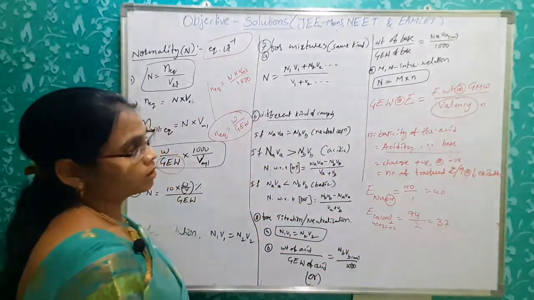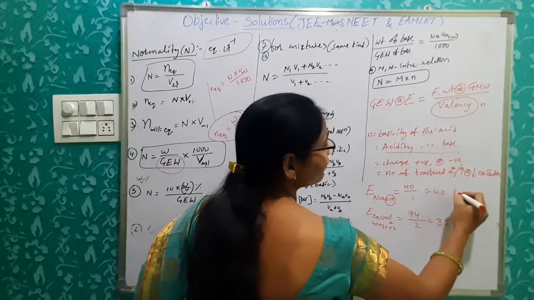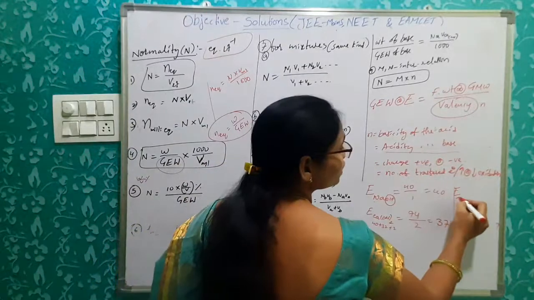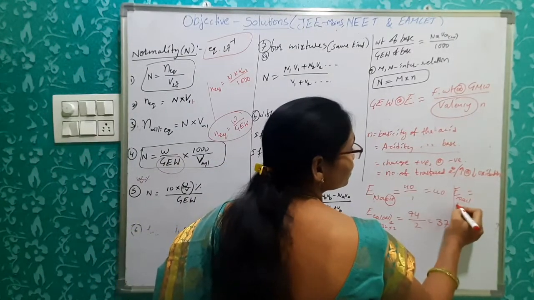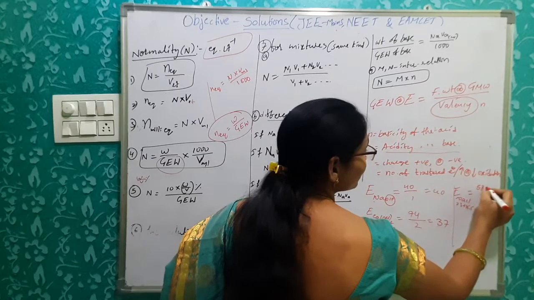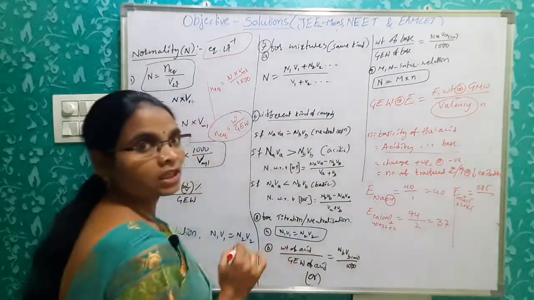Now suppose you take any salt. Equivalent weight of any salt is equal to the formula weight of that salt by the charge on the cation or charge on the anion. Suppose NaCl: 23 plus 35.5, how much? 58.5 by the charge on the cation or anion, only one.